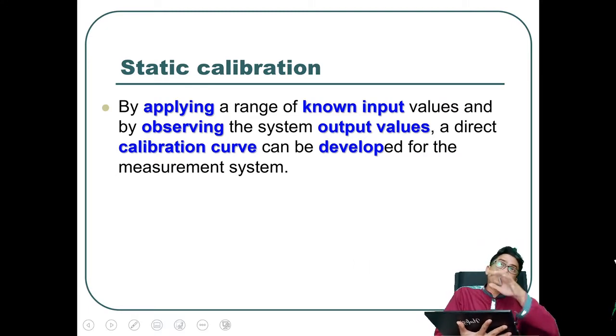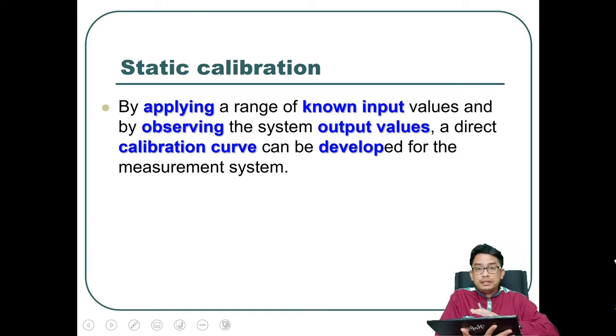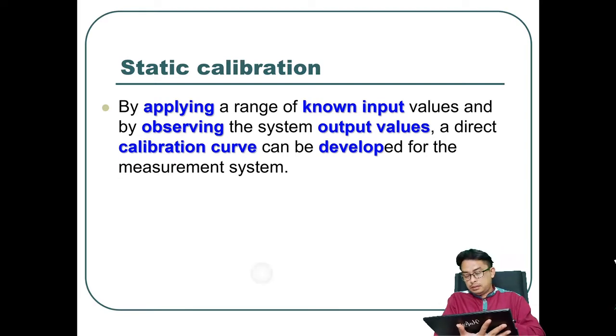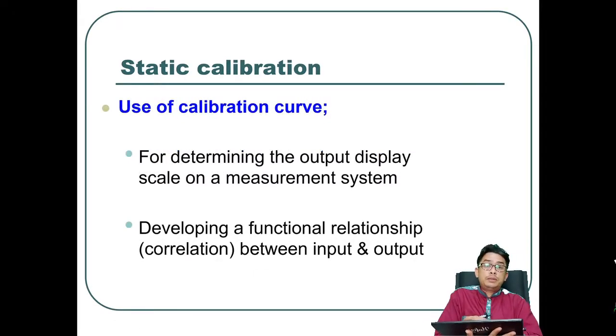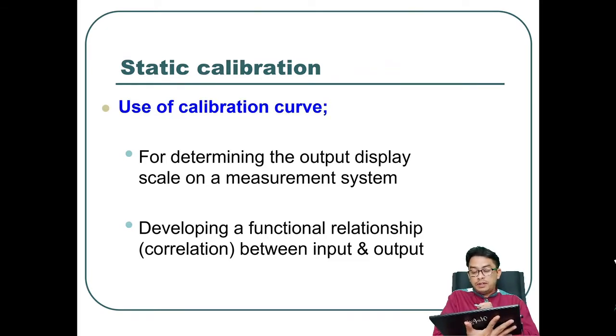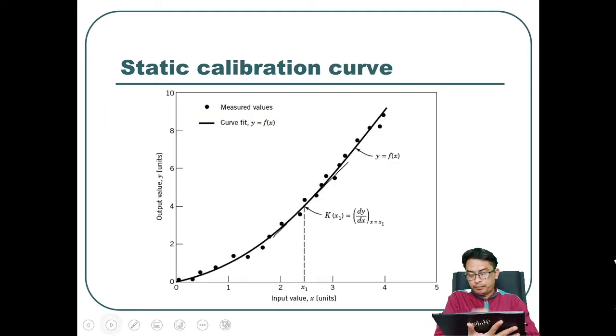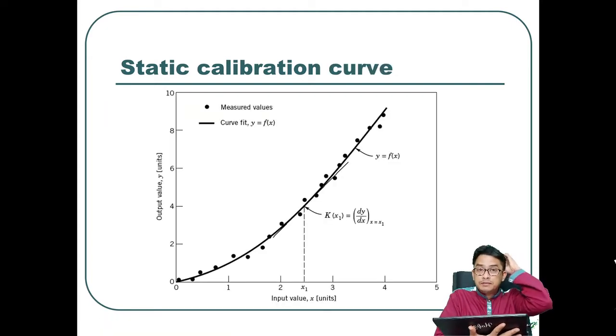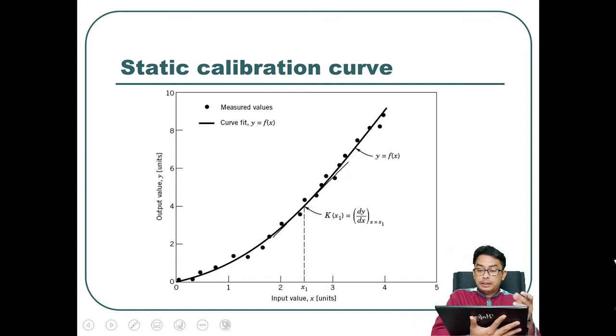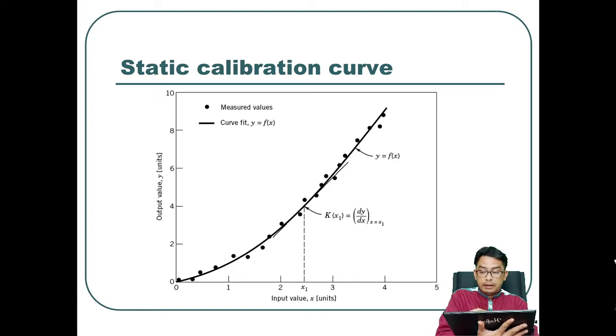This calibration curve is very important for any measurement device or measurement system, in order for an engineer to understand their measurement device. What is the application or the use of the calibration curve? First is for determining the output display scale on the measurement system. The second one is to develop a functional relation between the input and output, the independent and the dependent variables. So this is an example of a calibration curve. This is the calibration curve which relates y and x.